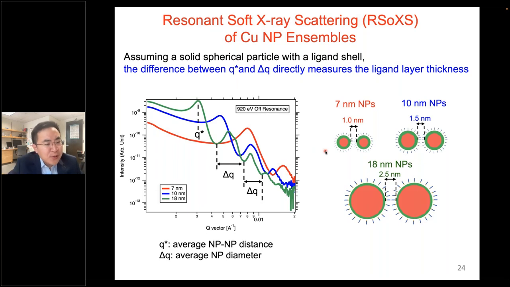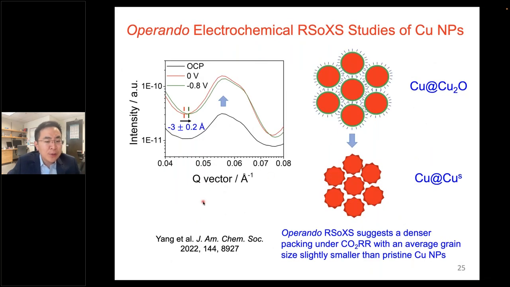What is most interesting is what happens for this kind of nanoparticle ensemble under electrochemical conditions. So what I'm showing you over here is all the trouble we have to go through to show you reliable electrochemically driven changes in the scattering pattern. Going from open circuit potential to about 0 volt, we're seeing a dramatic increase of scattering intensity.